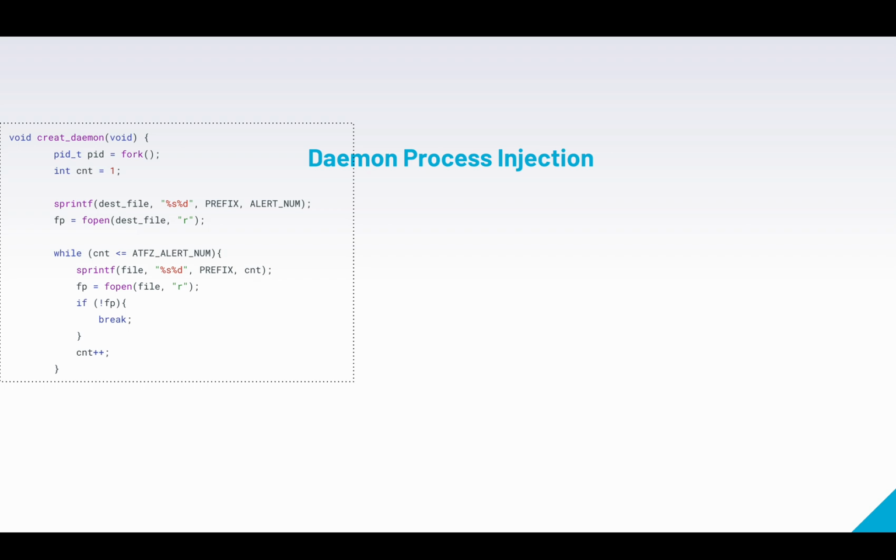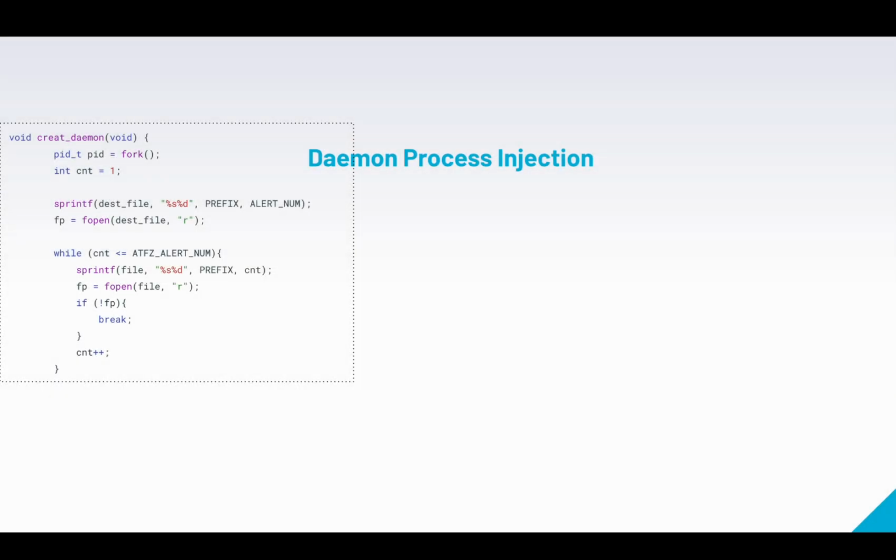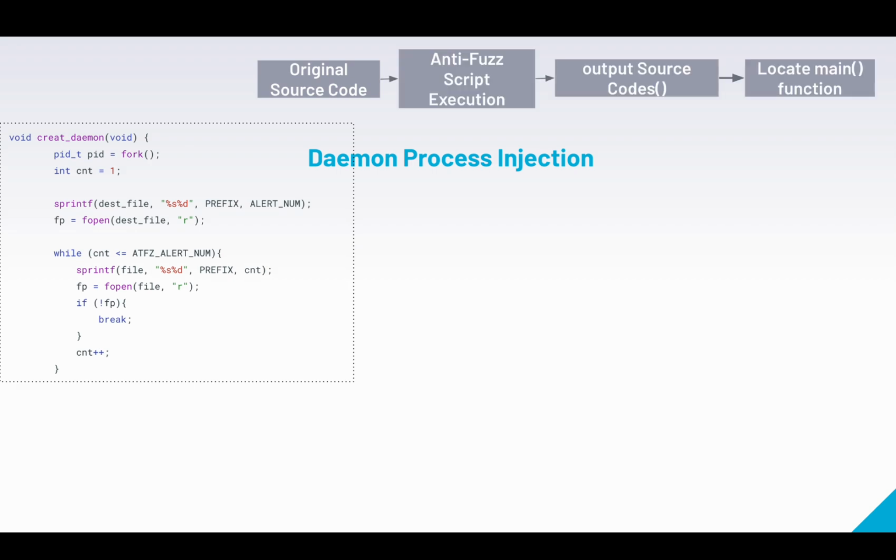Okay, now let's dive deep into the implementation. As we talked about examining execution frequency, the first part is to inject a daemon process. In the original source code, as soon as we run our anti-fuzz script, it will try to locate the main function in the target source code, and it will introduce a create daemon function, which you can see here.